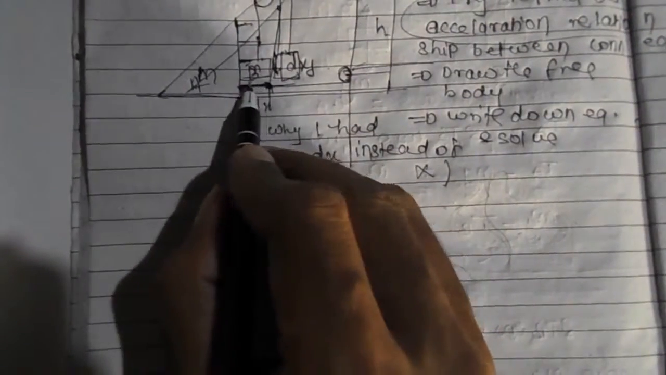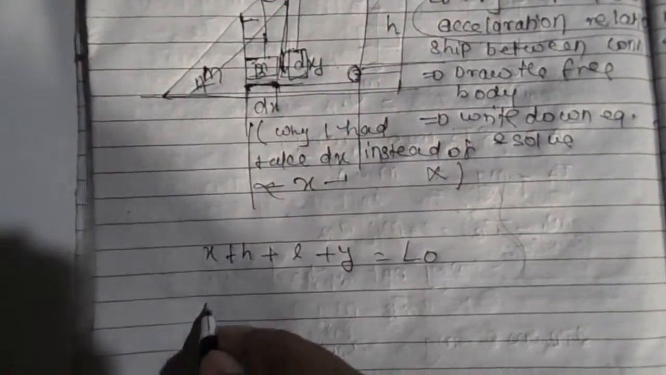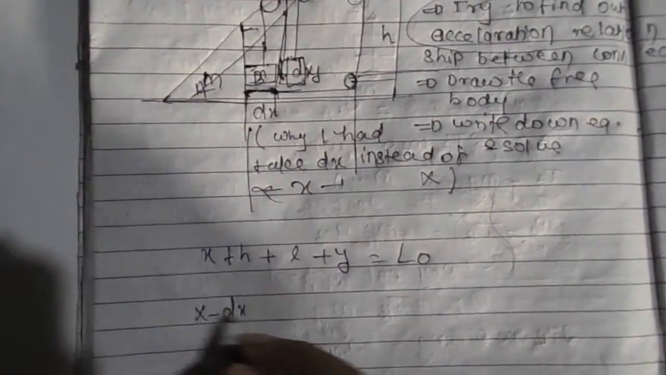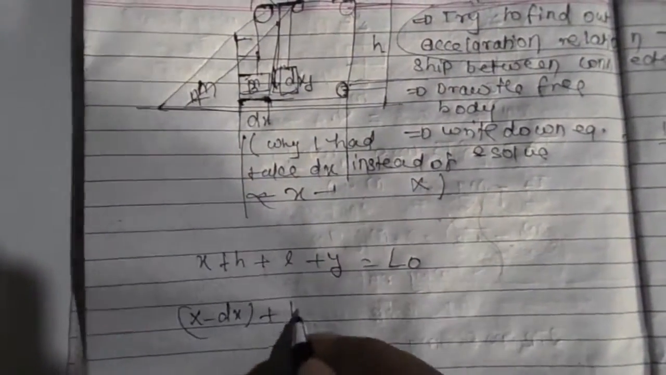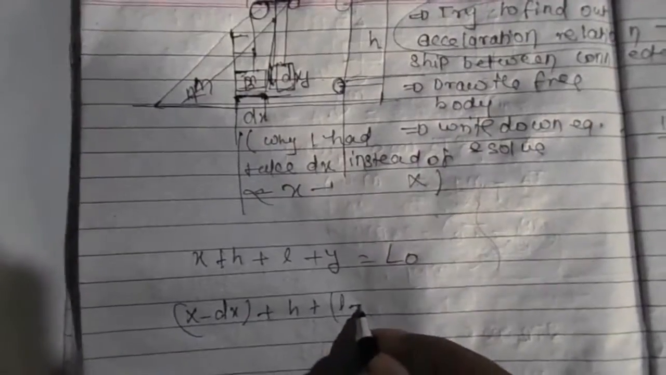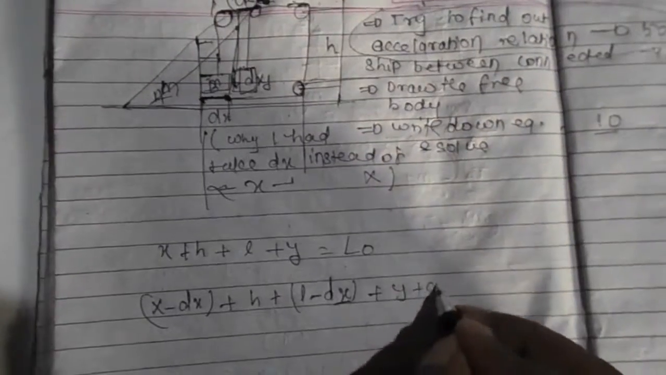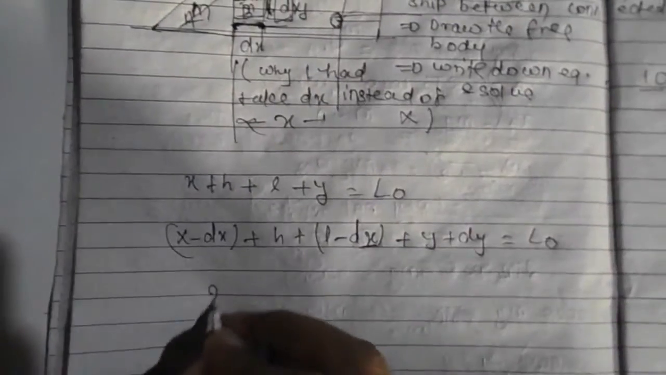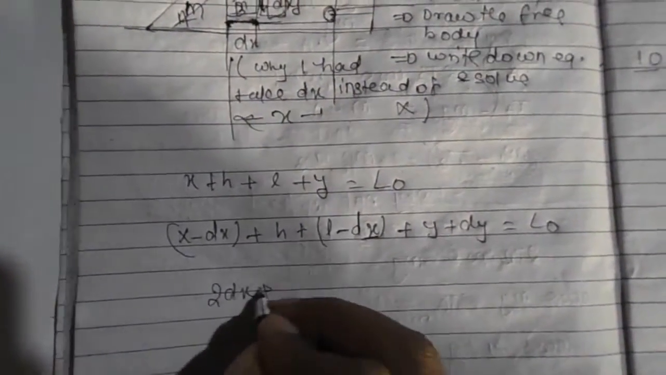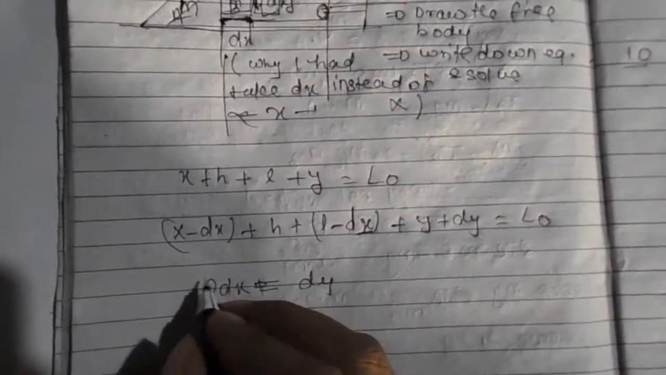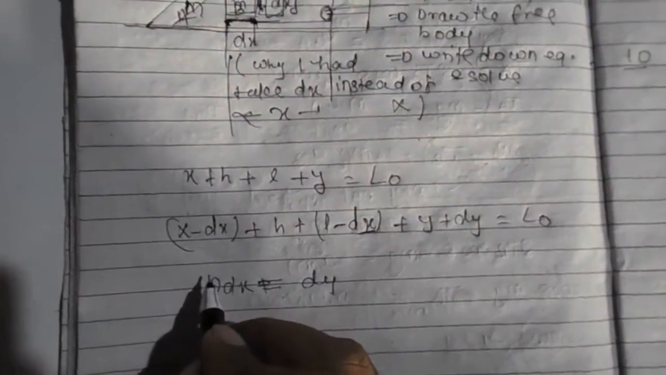Now what if this has traveled by amount dx? So what should this be? x minus dx plus h plus l minus dx. Think why? l minus dl, so this will be plus y plus dy. This should be equal to l naught. If you look at this carefully, what you find is 2 dx is equal to dy. 2 dx is equal to dy.